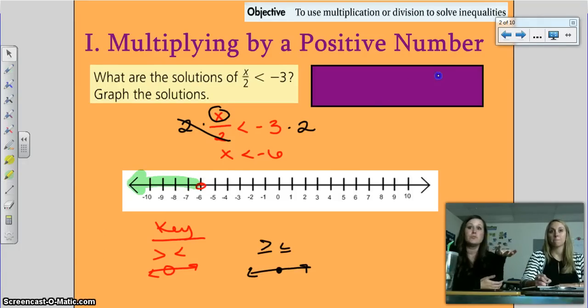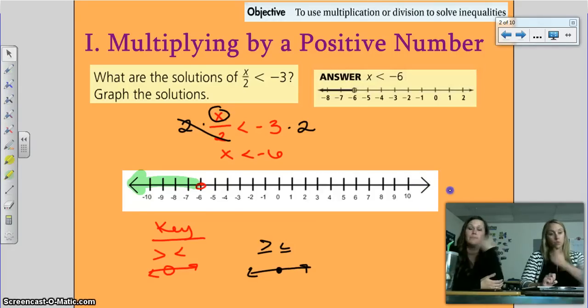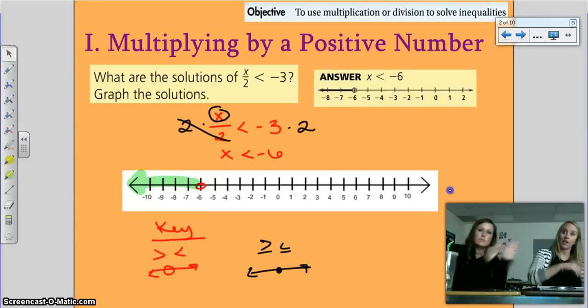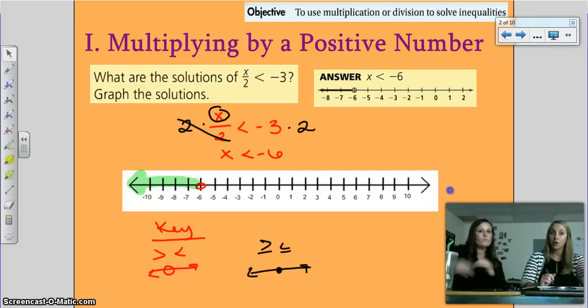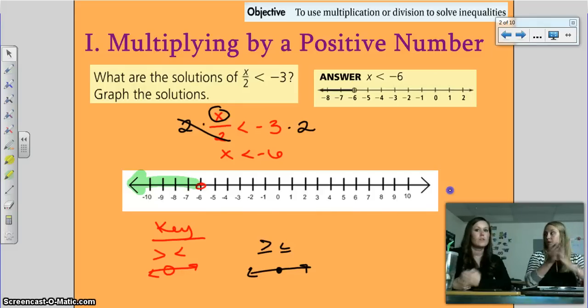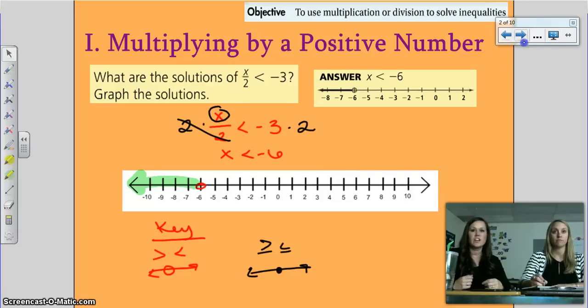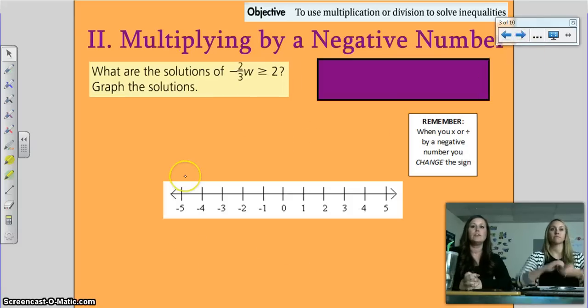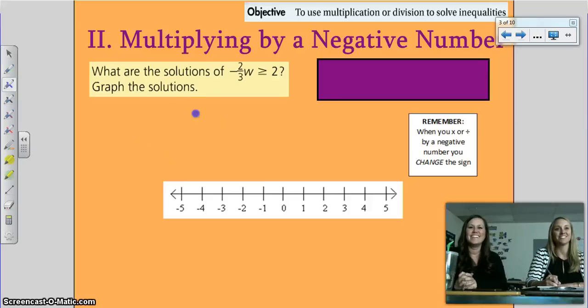But if the variable's not first, you probably just need to think with your brain. Here, when you shade, just make sure that you go all the way and then do the arrow as well. The reason the arrow is important is because it doesn't just stop at the end of the number line. It goes on forever and ever.